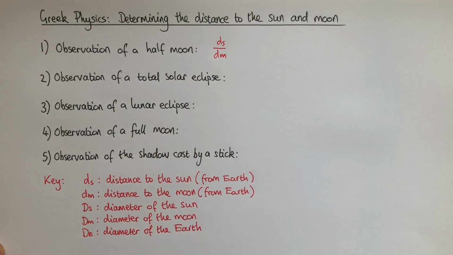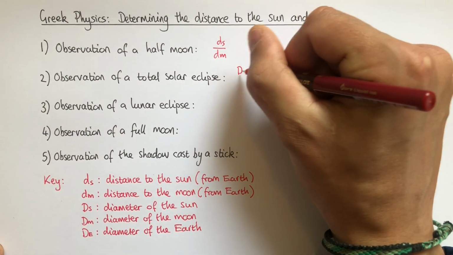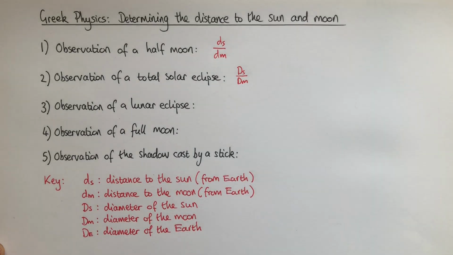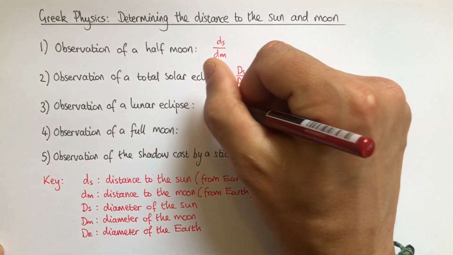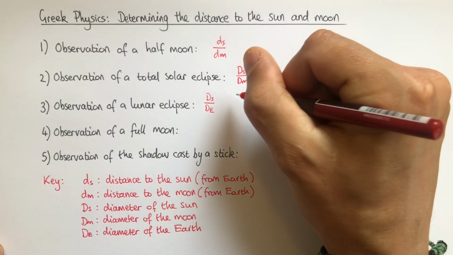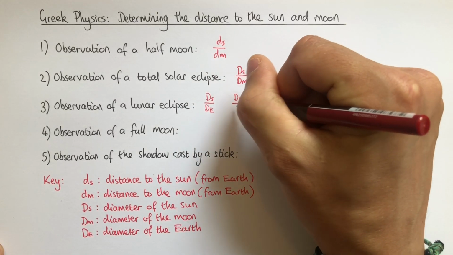Our second observation, that of a total solar eclipse, will allow us to determine the diameter of the Sun in terms of the diameter of the Moon. Our third observation, that of a lunar eclipse, will allow us to determine the diameter of the Sun in terms of the diameter of the Earth, as well as the diameter of the Moon in terms of the diameter of the Earth.